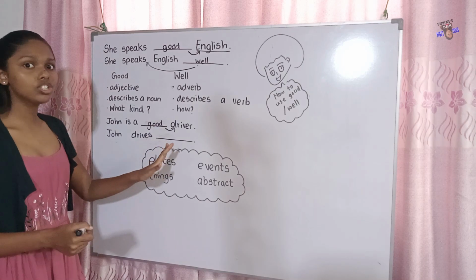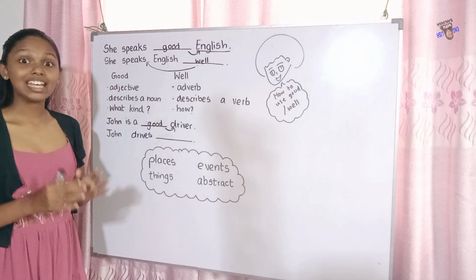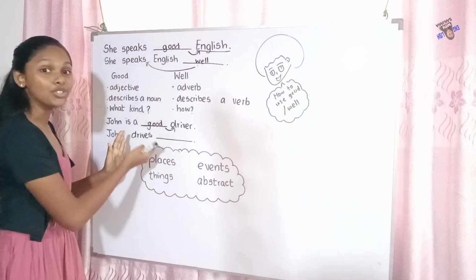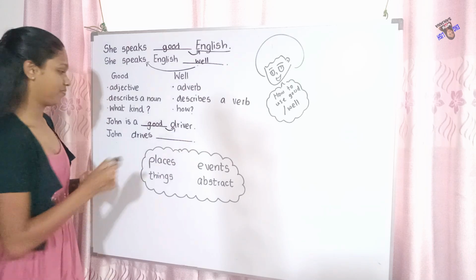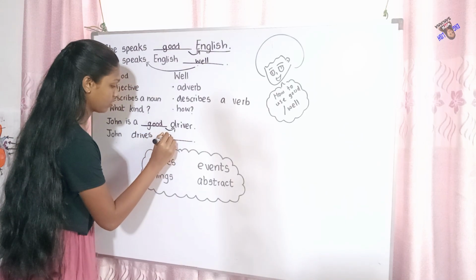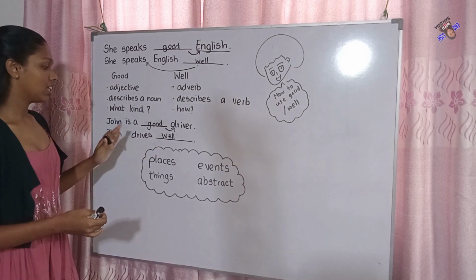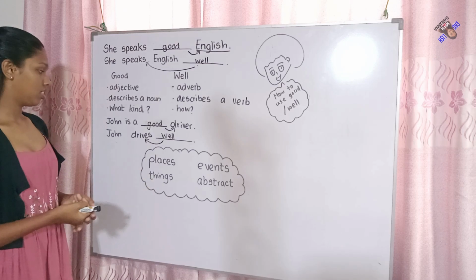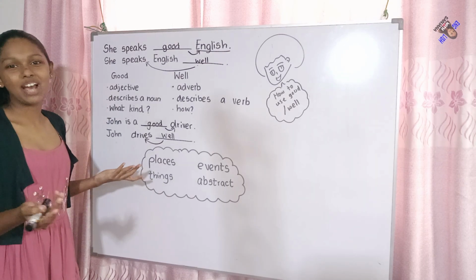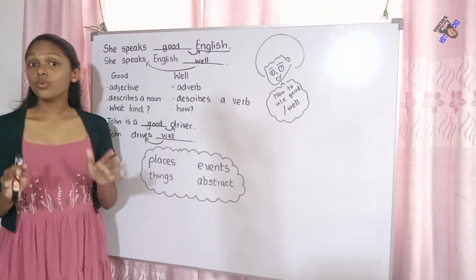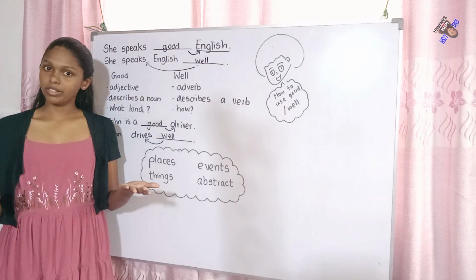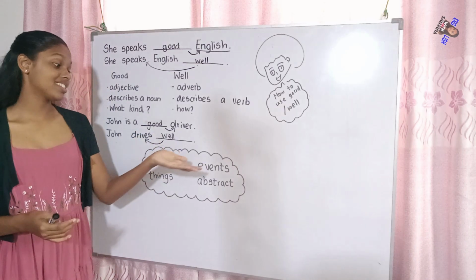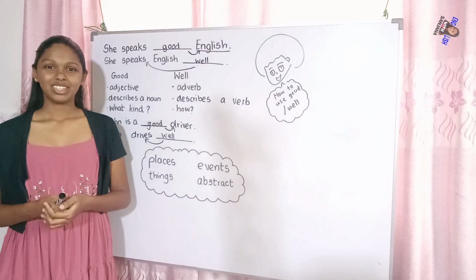John drives good or well? Very nice, friends. It is well. Well describes the verb drives. That's why we use well. Well describes the verb drives and it answers the question, how? How does John drive? John drives well. We use good and well not just for humans, but also for places, things, events and abstract things. They played well.